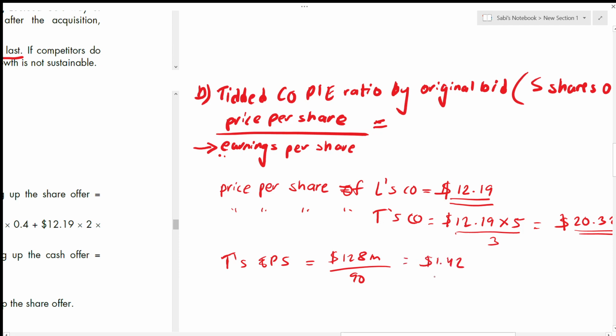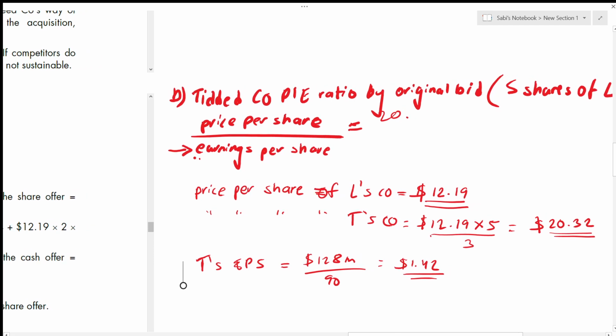This is your EPS. Now can we find the PE ratio? We have got the price earnings ratio. What is the price earnings ratio? 20.32 divided by, can we find the earnings per share? It is 1.42. Just now we calculated it. Now can you tell me what is the PE ratio?